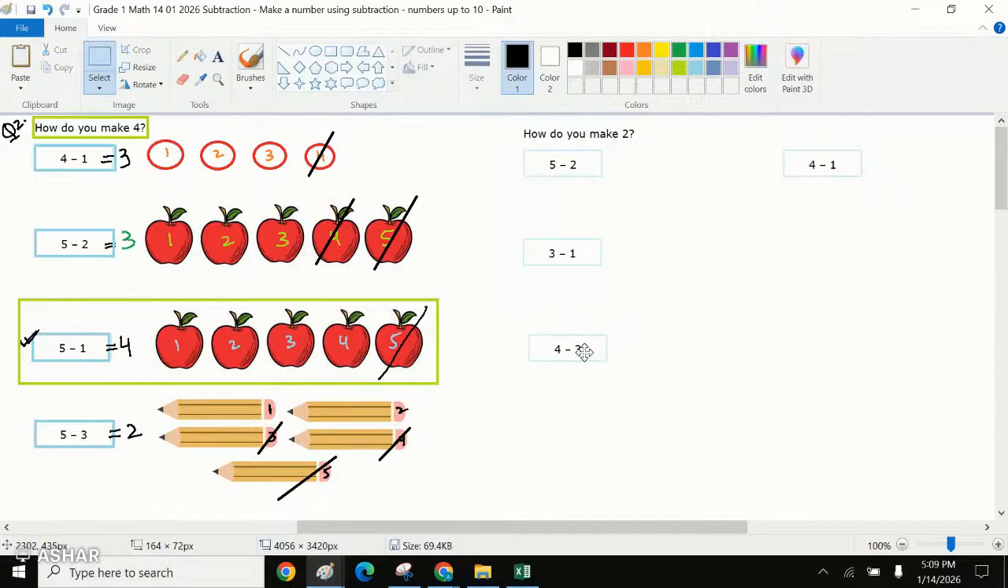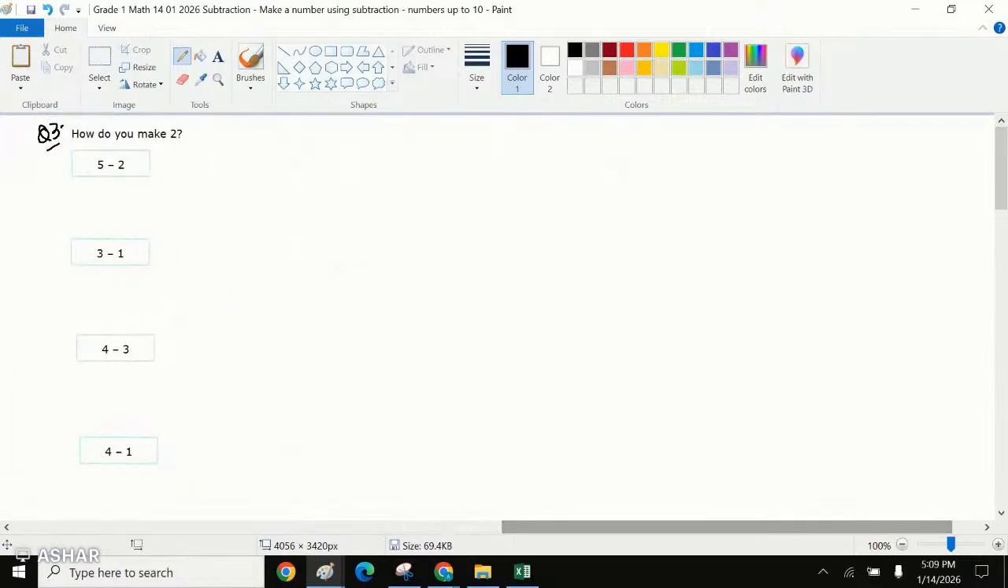For those who can directly do it, it's very good. You can directly do it. But here I'm taking different shapes because I need to explain this topic to you. Later on, we'll see how we can do this directly as well. So how do you make a 2?